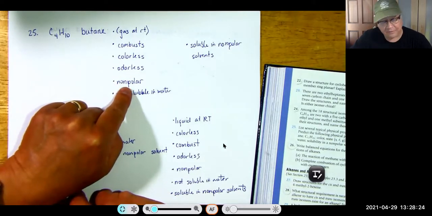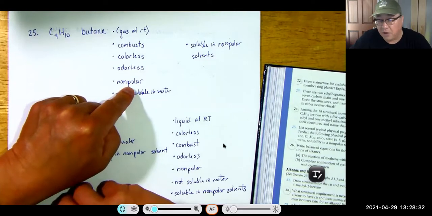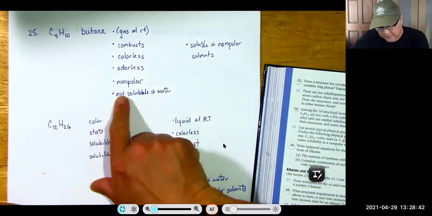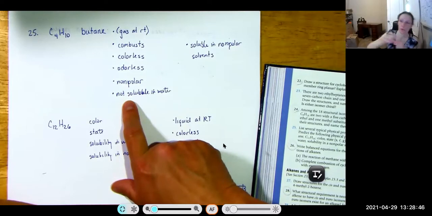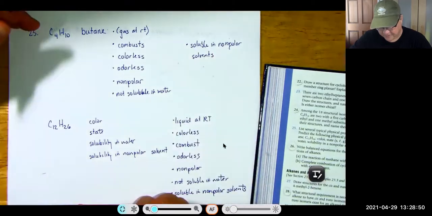Alkanes are nonpolar. There's a saying that like dissolves like. What that means is if you have a nonpolar molecule, it will dissolve in nonpolar solvents. If you have a polar molecule, it will dissolve in polar solvents. Water is very polar, so we do not expect alkanes to be soluble in water. But we do expect them to be soluble in nonpolar solvents.